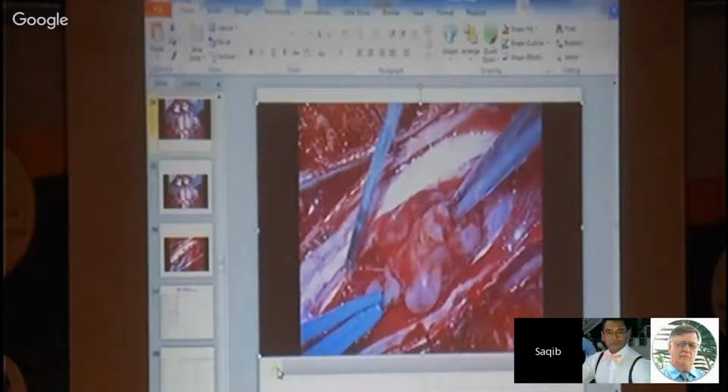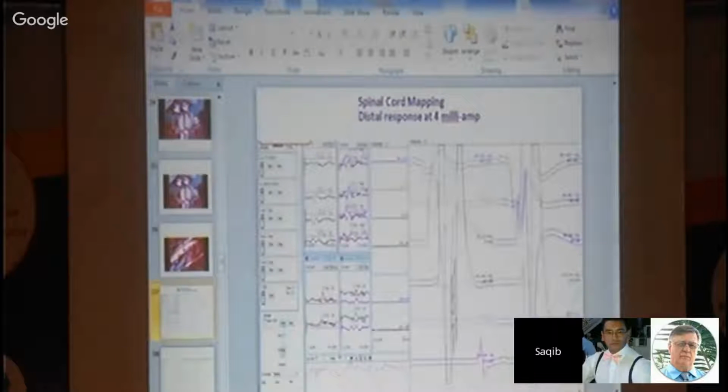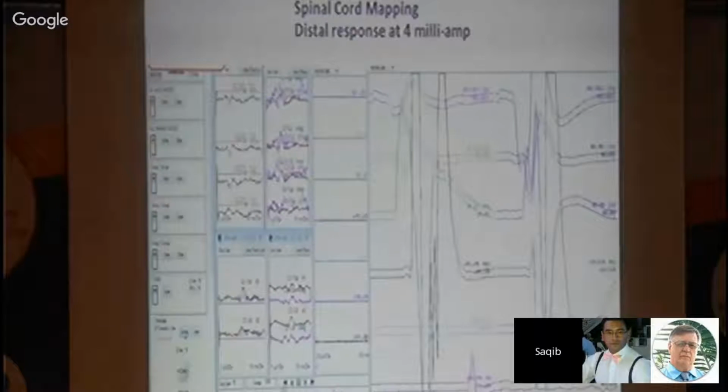That's why, in our hospital, even the fellows are able to do these kinds of surgeries. But anyways, I'll move on. This is the wave I was talking about. Look at this wave. It's distal to the tumor. If you see my current intensity, I don't know if you can see that or not, this is 4 milliamperes. This is left side, this is right side.